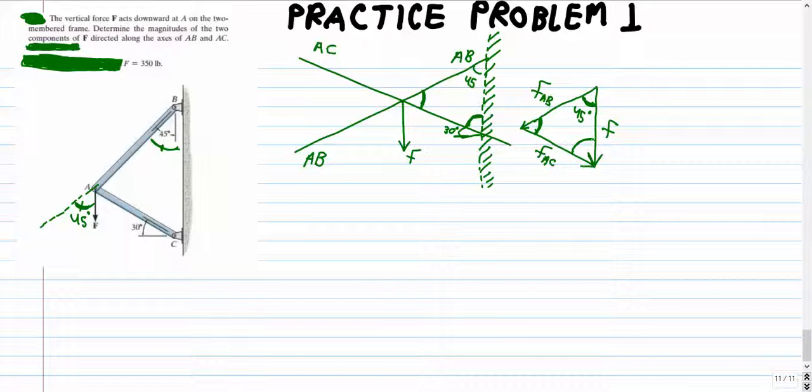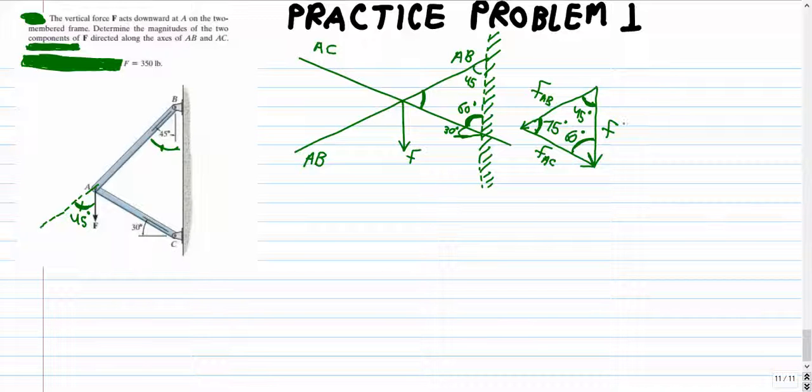Since this is the angle between the force F, or the vertically downwards line, and the AC axis, this angle should be the difference between 90 and 30 degrees, or 60 degrees. And lastly, we can easily find this angle by subtracting 45 and 60 from 180 degrees. And that would give us 75 degrees.